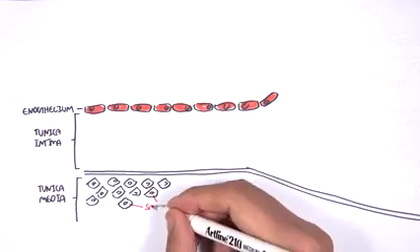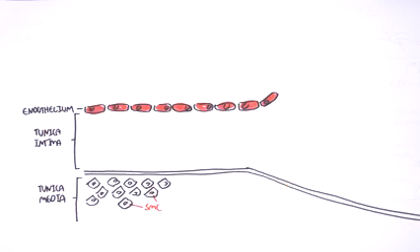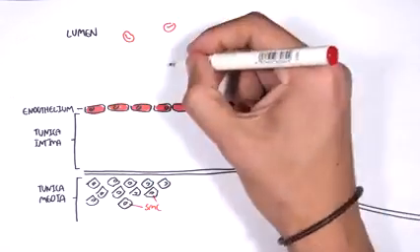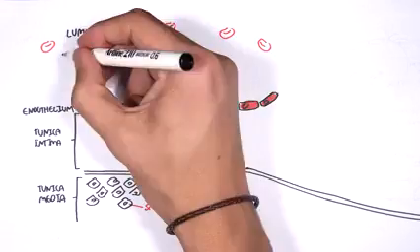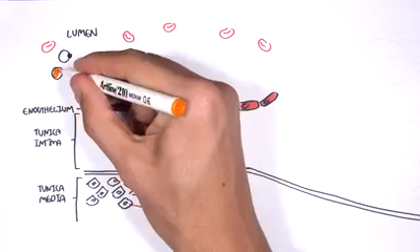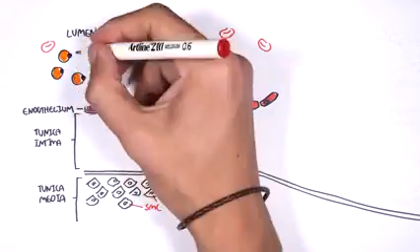And here is our lumen, the inside of the blood vessel, where we can find red blood cells and we can find circulating low density lipoproteins. This black dot here of the LDL is the protein part.